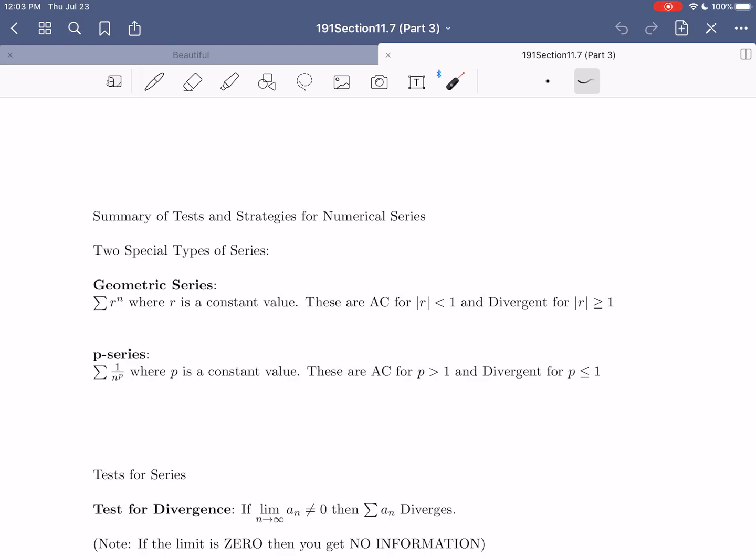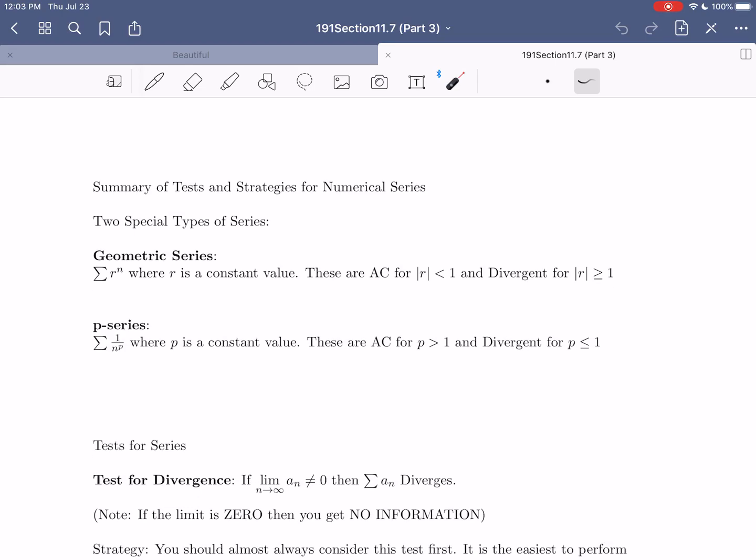So, to start off with, let's go ahead and summarize everything we've discussed thus far for testing numerical series. At the beginning of our discussion back in 11.2 and 11.3, we introduced two very special types of series. These are not tests, but these are types of series that we understand the behavior of.